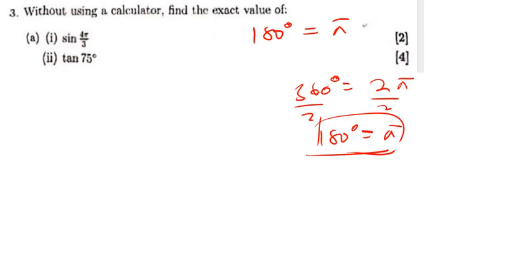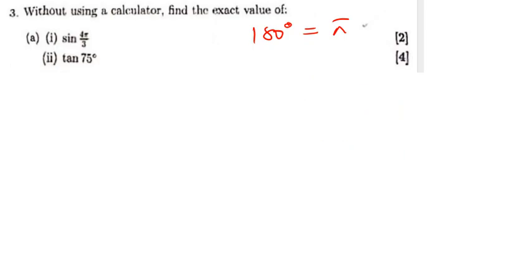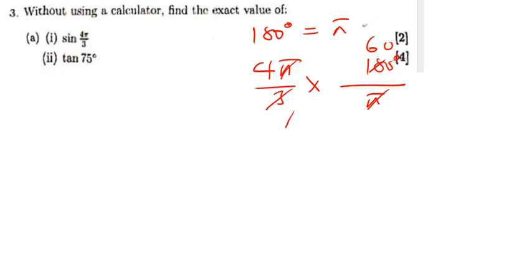Now let us go ahead and change 4 pi over 3. I'm going to set the units in such a way that they cancel each other. In pi there is 180 degrees, so pi and pi will go. 3 into 18 is 6, 3 into 0 is 0, so it is 60. 4 times 6 is 24, so that is 240 degrees. Meaning that we are trying to find the exact value of sine 240 degrees.